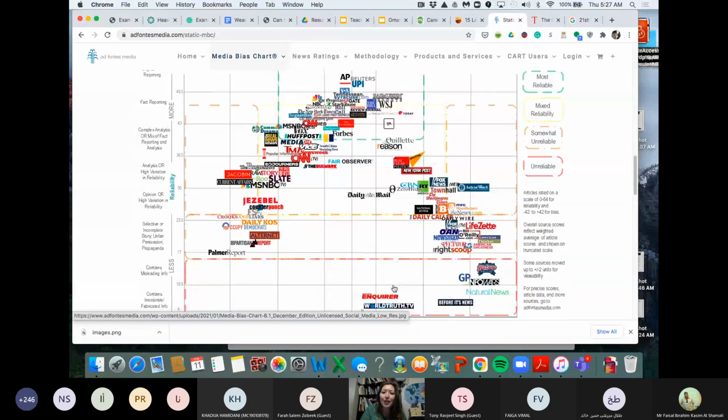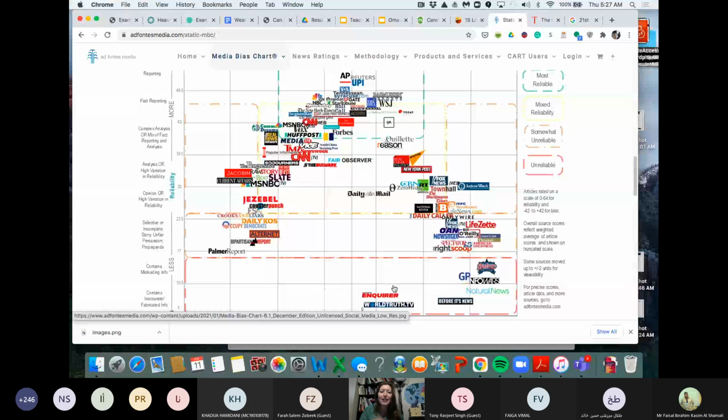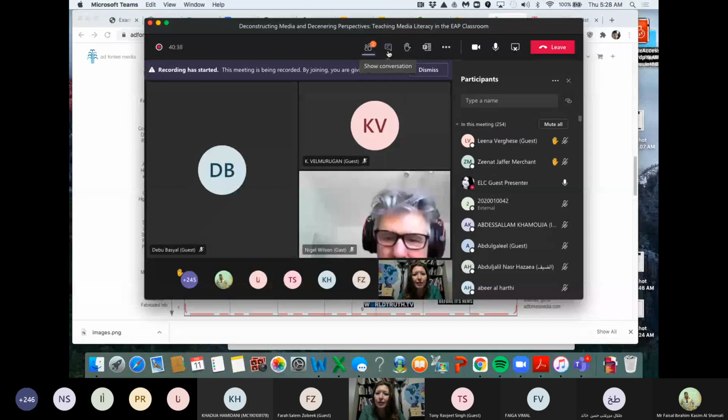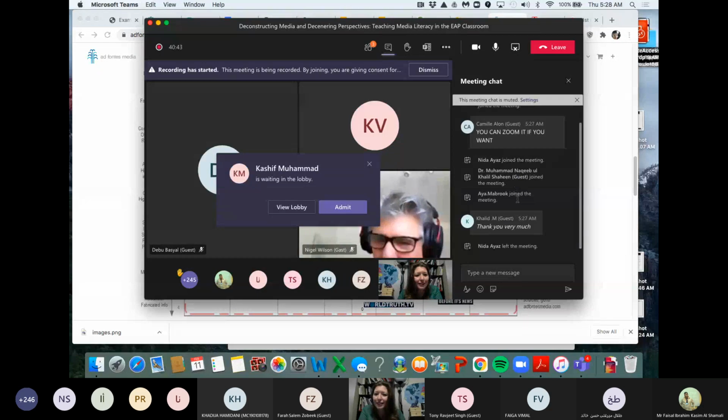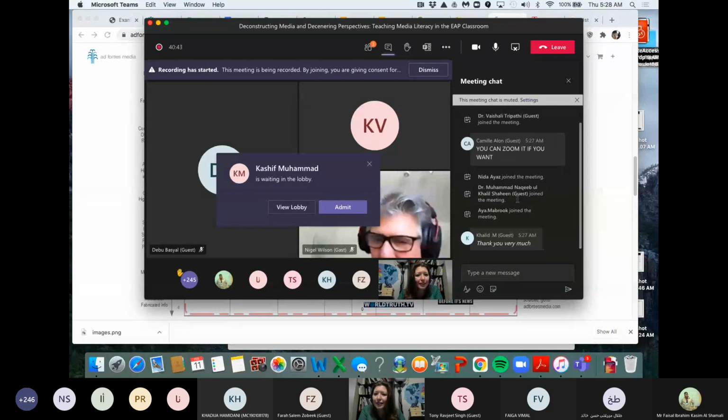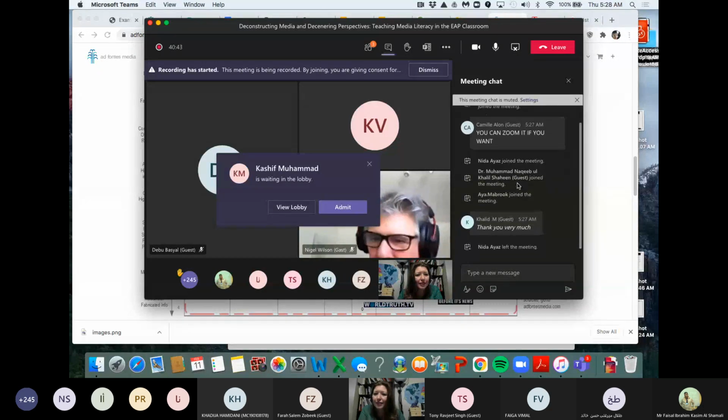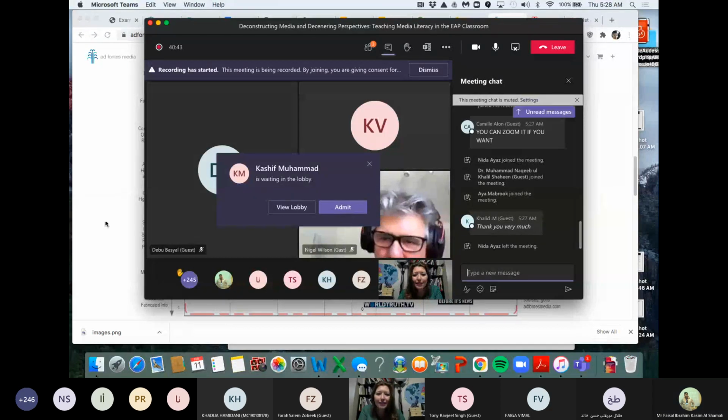So I always show this source, but I just want to get an idea. When you see the source, and I'm going to try to open the chat as well, what do you notice? What are the first things that you notice when you see a chart like this? I'll just take a few ideas right now. Let me see if I can get to the chat. Any thoughts?